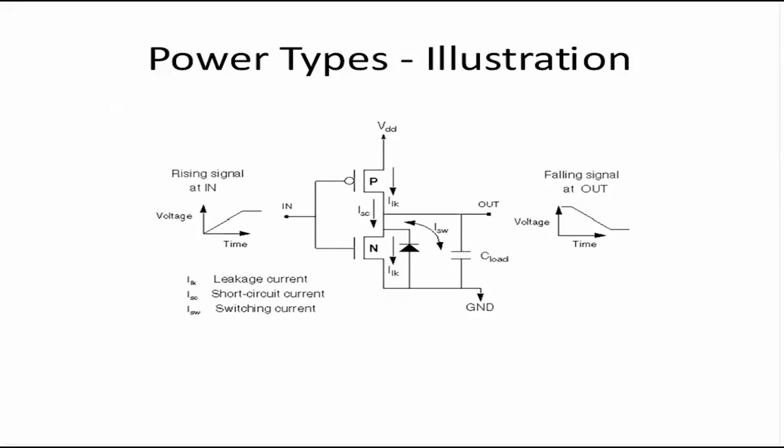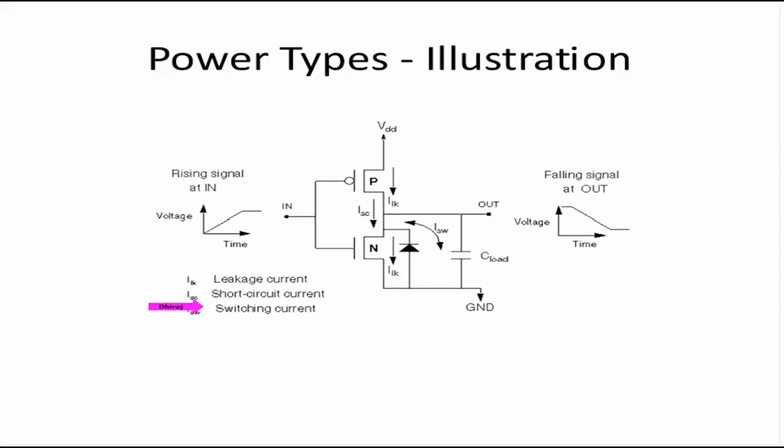ISC is the short circuit current. ILK is the leakage current. Leakage current is the subthreshold drain to source leakage. Short circuit current only happens during the switching, and again there is the load capacitor. ISW is the switching current. So there are three currents responsible for three separate power numbers.